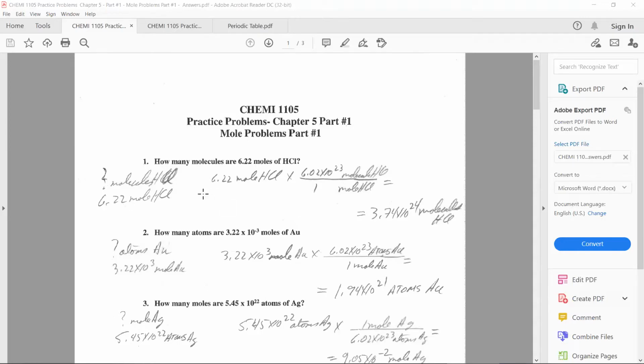How many molecules are 6.22 moles of hydrochloric acid, HCl? What are you being asked to find? Molecules of HCl. What are you given? How many moles of HCl you have. The moles is all we have to start with. What units do we want to get our answer in? Molecules of HCl. Whatever you're trying to get to goes on top of the ratio. Whatever you're trying to get rid of goes underneath.